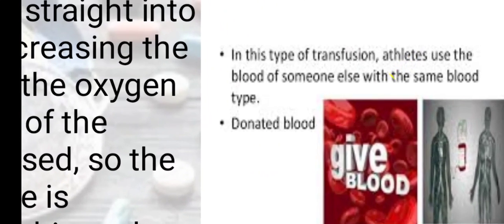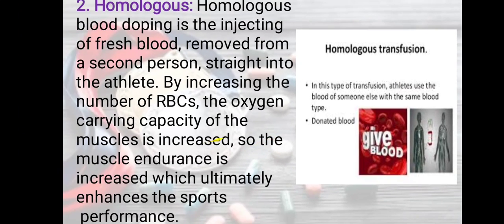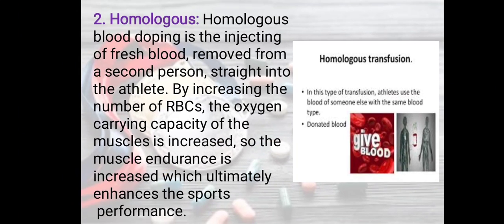So here, homologous transfusion. In this type of transfusion, the athlete uses the blood of someone else with the same blood type. It is known as donated blood, and then afterwards they inject it before the competition, which is going to help so that their RBC level increases, red blood cells increase.